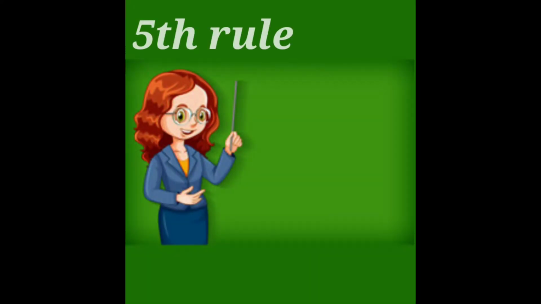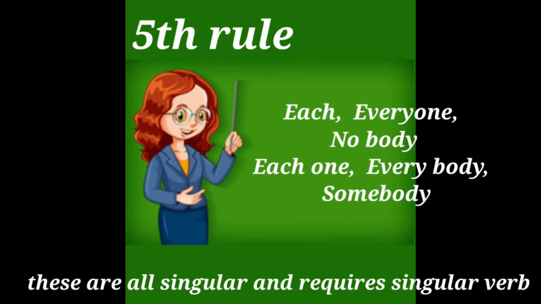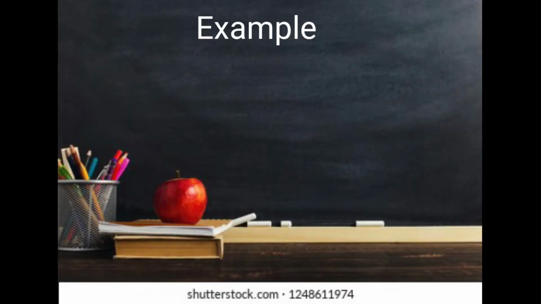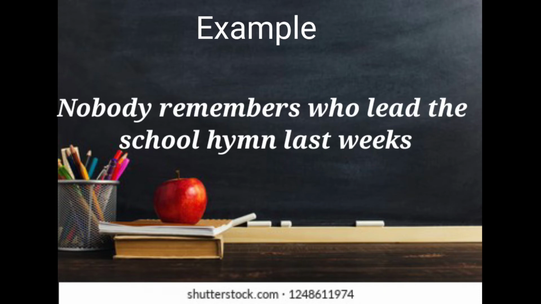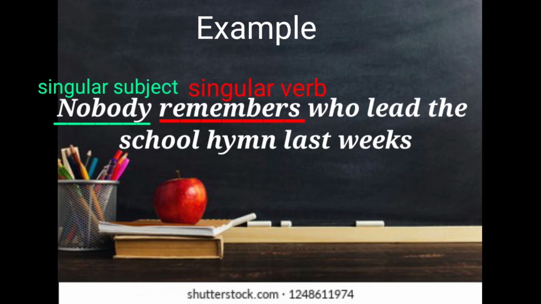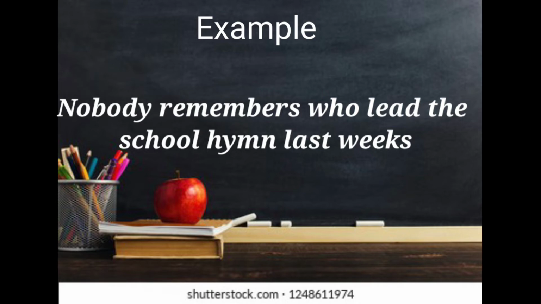For our fifth rule, each, everyone, nobody, each one, everybody, somebody, these are all singular and require a singular verb. Example, nobody remembers who led the school hymn last week. Nobody is a singular subject and remembers is a singular verb. You should keep in mind that although they might seem many, we should use the singular form of the verb when they are our subject.